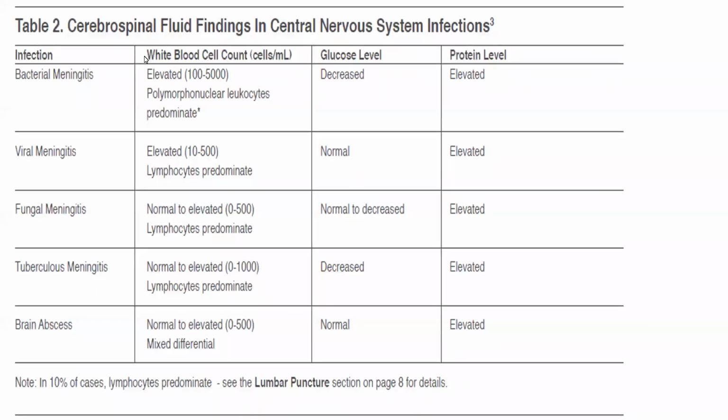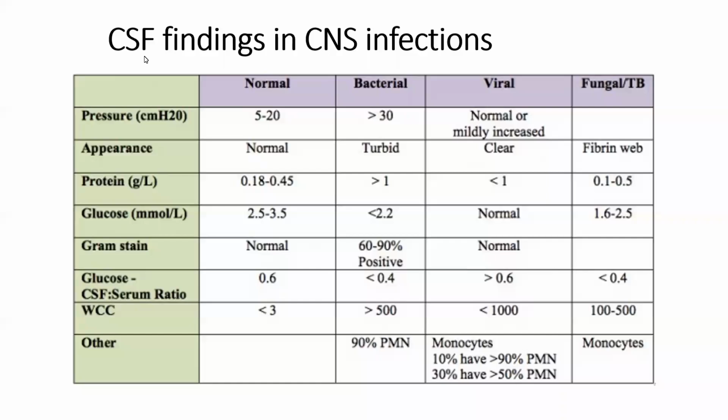So this table shows us the CSF analysis. For bacterial meningitis, you'll find that the white cells are usually elevated with a differential of polymorphonuclear cells. Glucose will be decreased, and then there will be elevated levels of proteins. And then also, analysis of the CSF reveals that the opening pressure is usually elevated in bacterial meningitis. And then it's also important to measure the glucose level in the CSF to compare with the serum glucose.